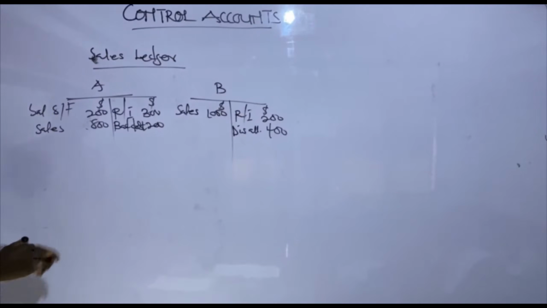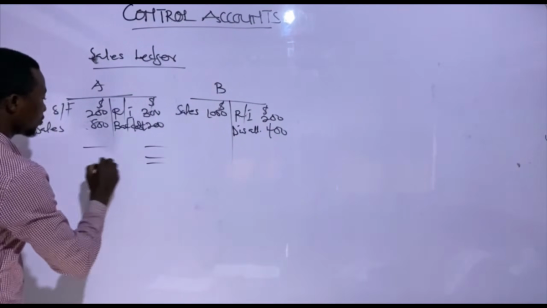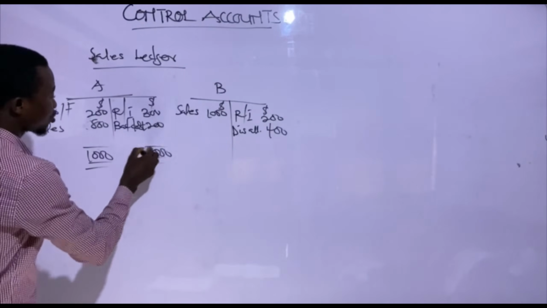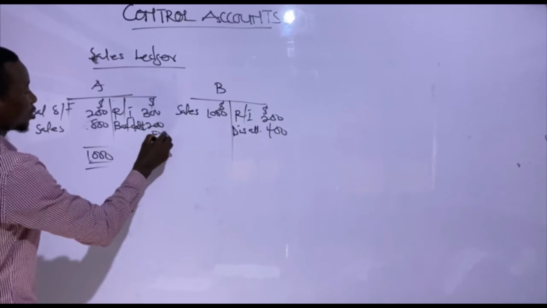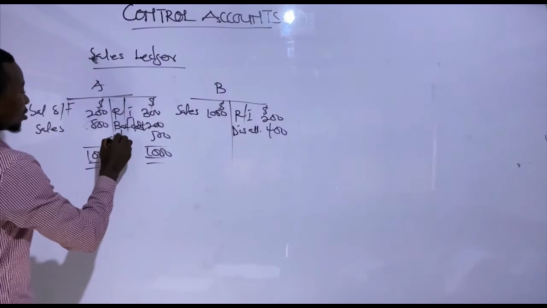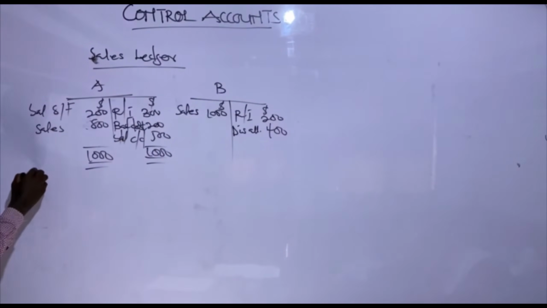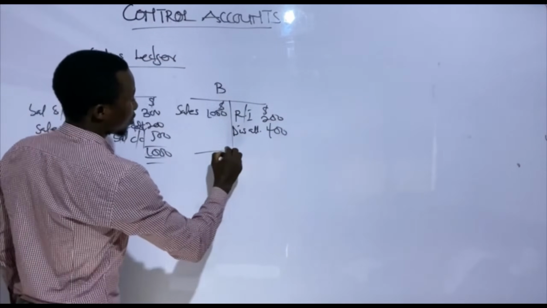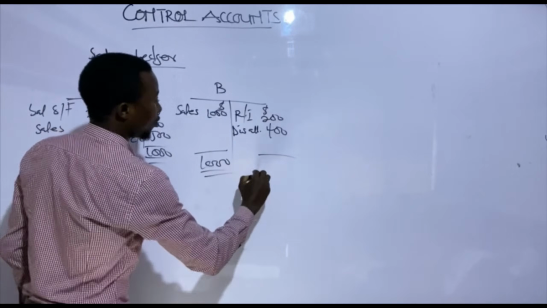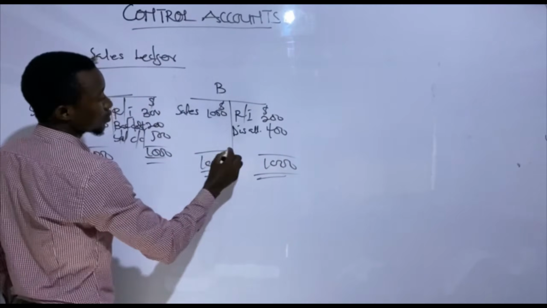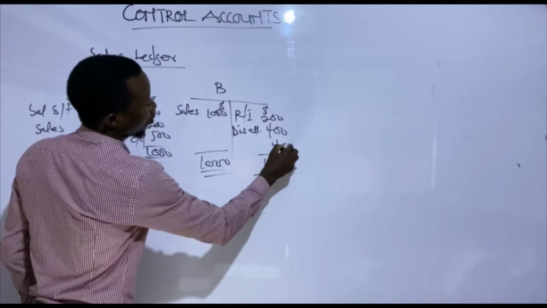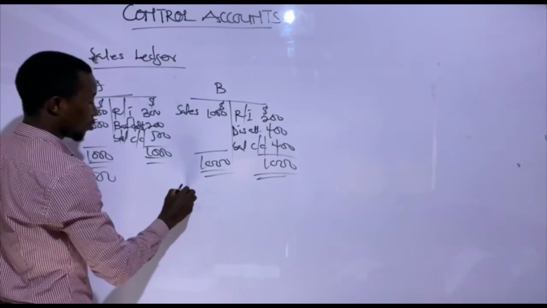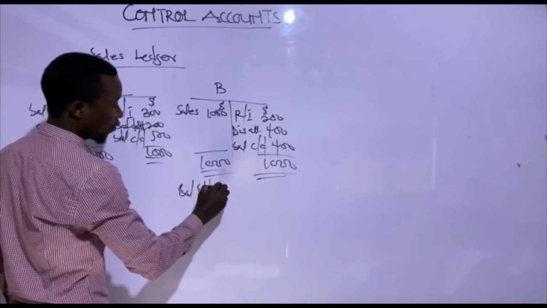Good. So let's try to balance off these accounts. The total here is 1,000. This must also be 1,000. This is 500. So the balance carried down is 500. The balance brought down is also 500. We have 1,000. We have 1,000. So we have 400 as the balance carried down, and we have a balance brought down of 400.